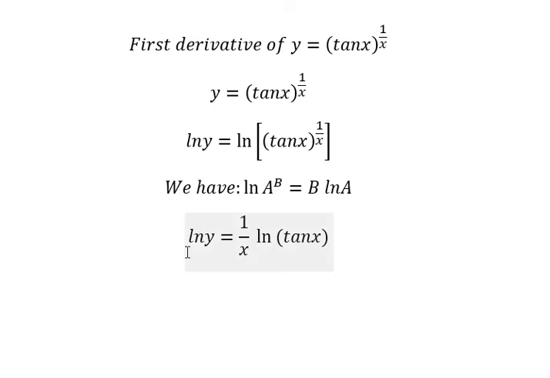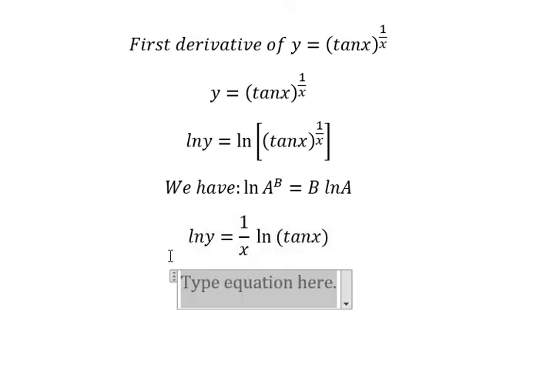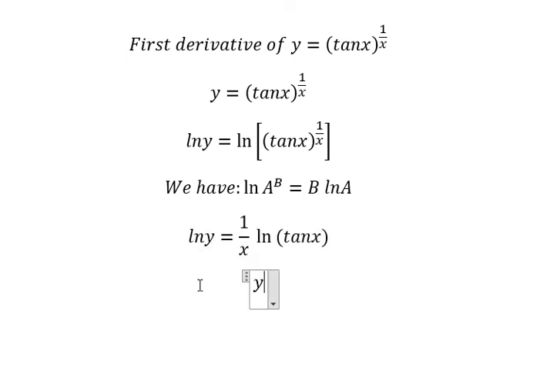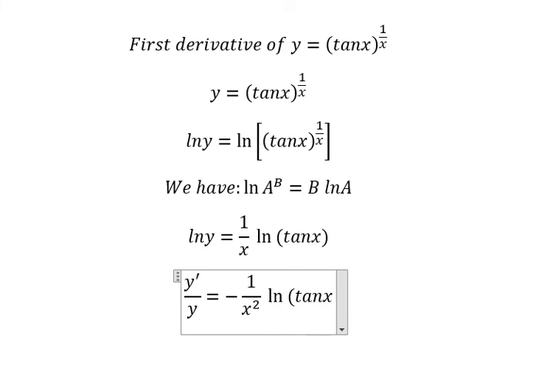Next, we need to take the first derivative of both sides. So we take the first derivative of ln y. We have the first derivative of y over y. So we apply the product rule. So we take the first derivative of 1 over s. We will have negative 1 over s squared multiplied by ln of tan s.